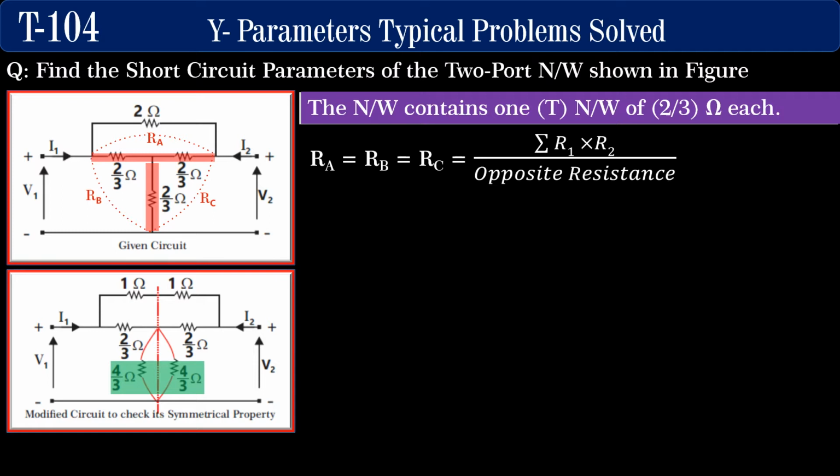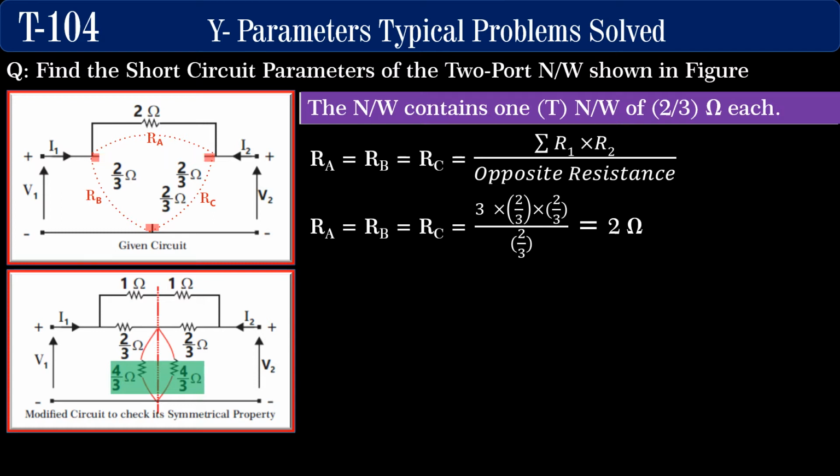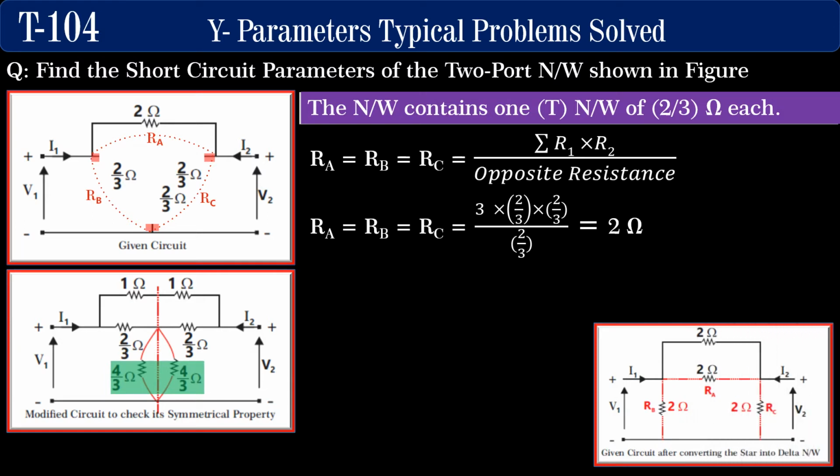Friends, R1, R2 and R3 are the resistances of the star connected network, and in this circuit R1 is equal to R2 is equal to R3 is equal to 2 by 3 ohm. So, we can write RA is equal to RB is equal to RC is equal to 3 times 2 by 3 into 2 by 3 divided by 2 by 3, and by solving the simple equation we get RA is equal to RB is equal to RC is equal to 2 ohm each. So, once we know RA, RB, RC, we can replace the star into equivalent delta as shown in figure.